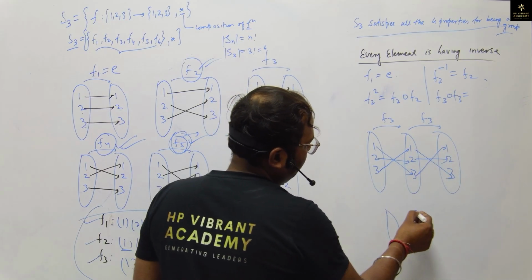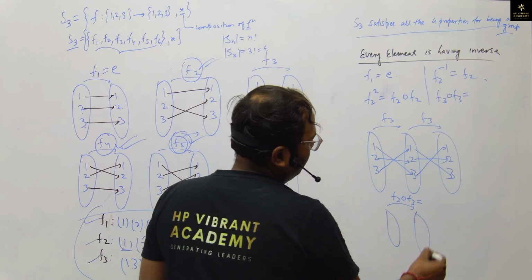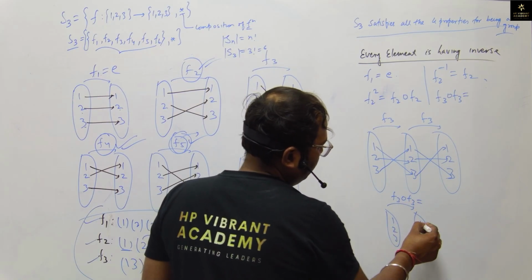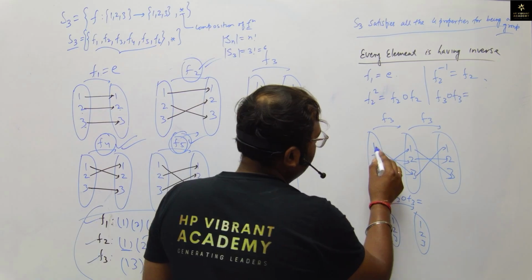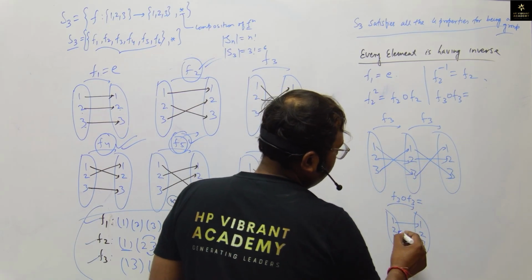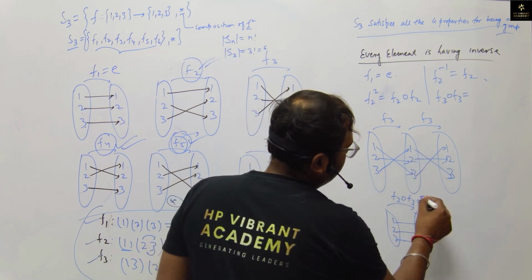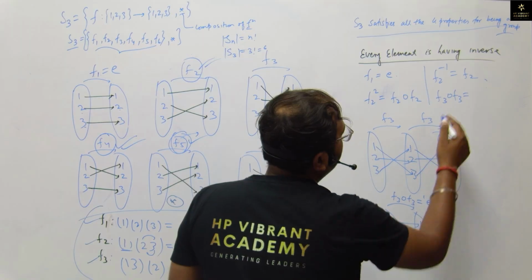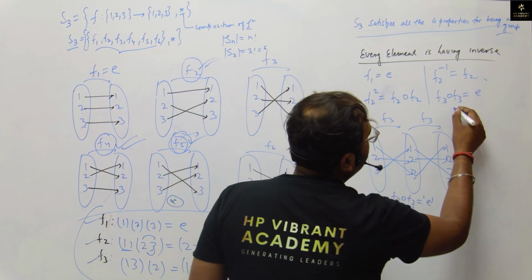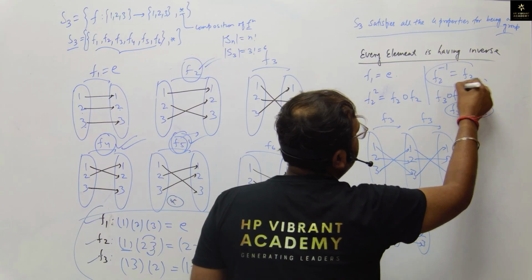So we have f3 operation f3. Okay, this is 1 2 and 3, 1 2 and 3. So 1 goes to 3, 3 goes to 1. 1 goes to 1, 2 goes to 2, 2 goes to 2. 3 goes to 1, and 1 goes to 3. This is also the identity element. So this means f3 inverse is equal to f3. So these are self inverses. Okay.